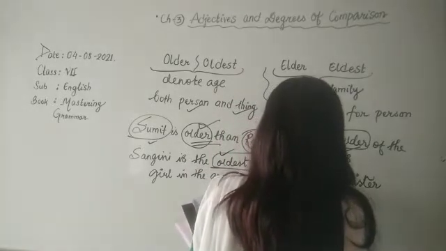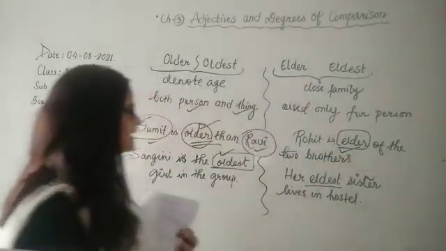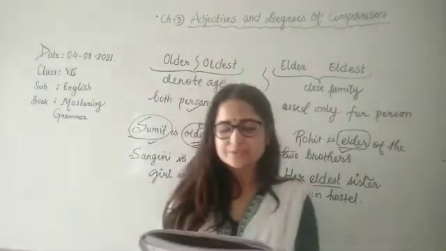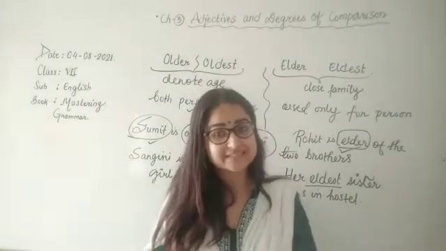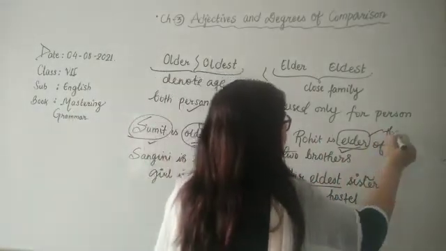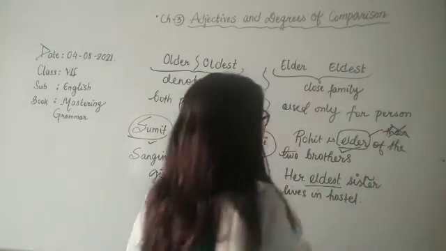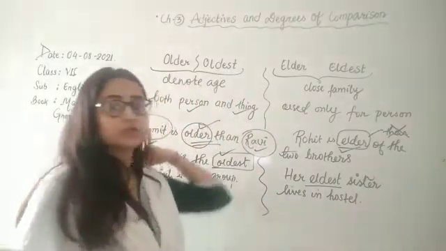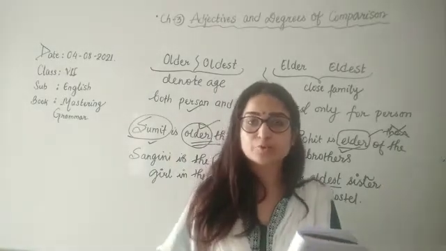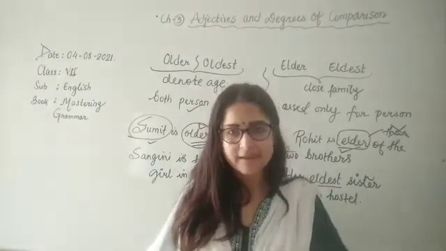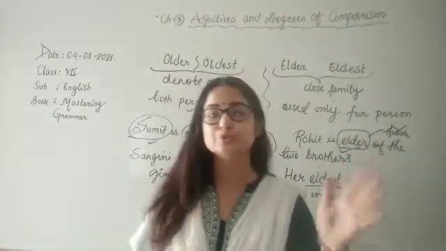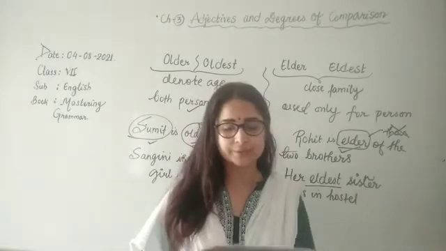So you should remember when you are going to use elder and eldest. Now children, we should never use than with elder. Remember, can you see here I haven't used than? You won't be using than with elder. Although it's a comparative form, in comparative form we usually use than to compare with the other thing or other person. But with elder we never use than.